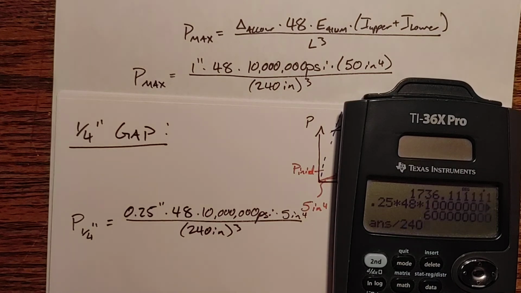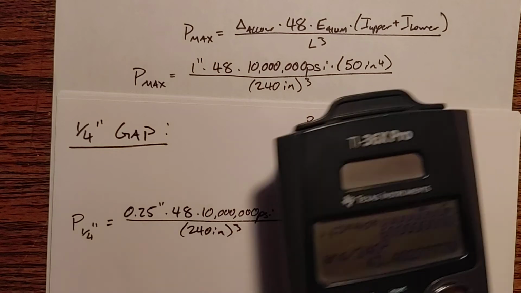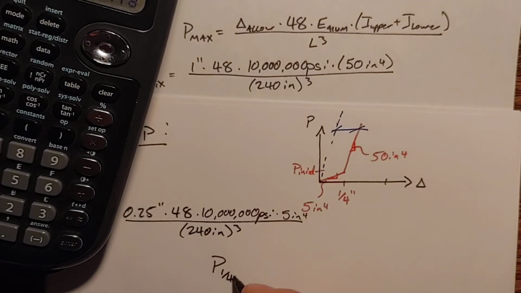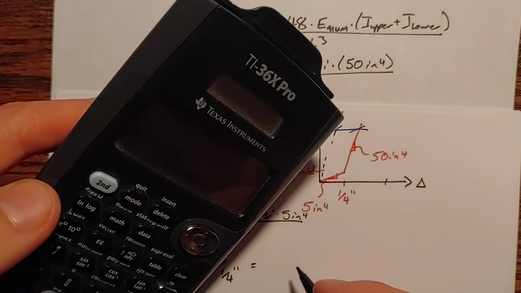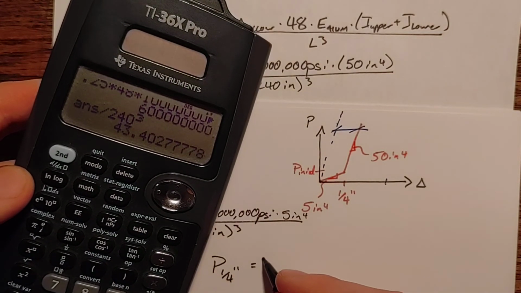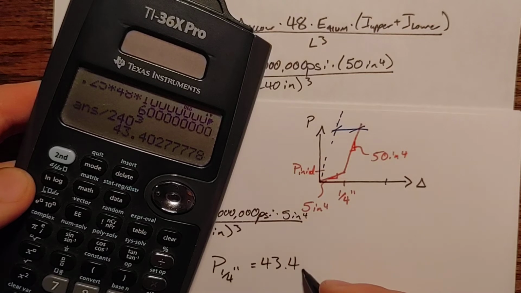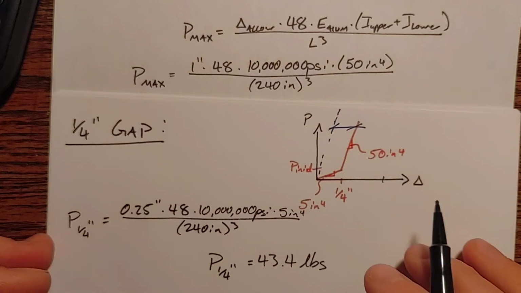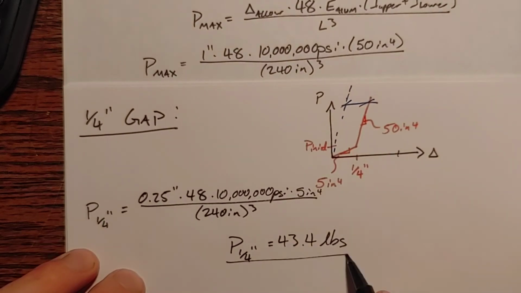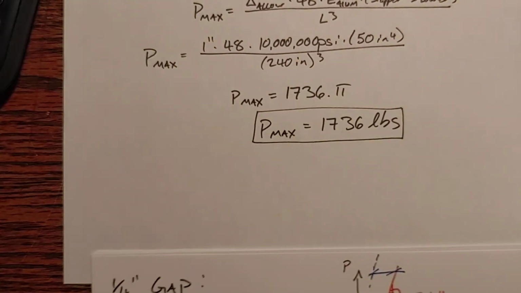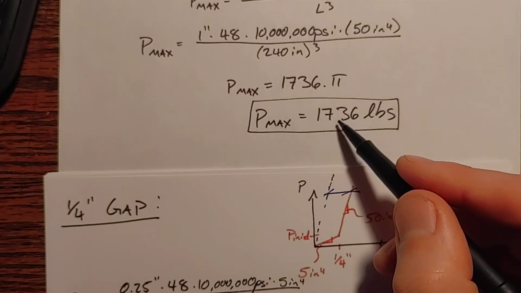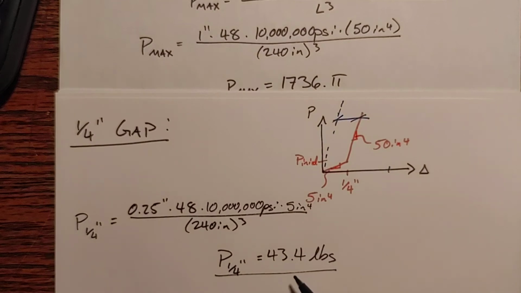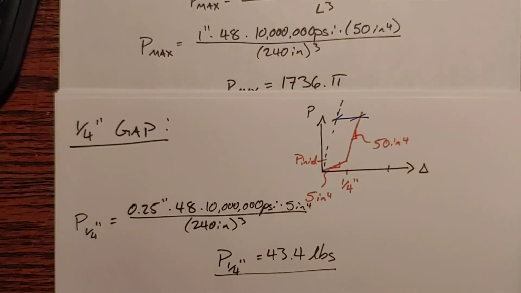Divide by 240 cubed. It only took 43 pounds. 43.4 pounds here. 43.4 pounds to deflect us that first 1/4 inch. All right. That's tiny. That should have been, quote unquote, a quarter of this, but it's not because we have so much less stiff of a beam for that first quarter inch of travel.